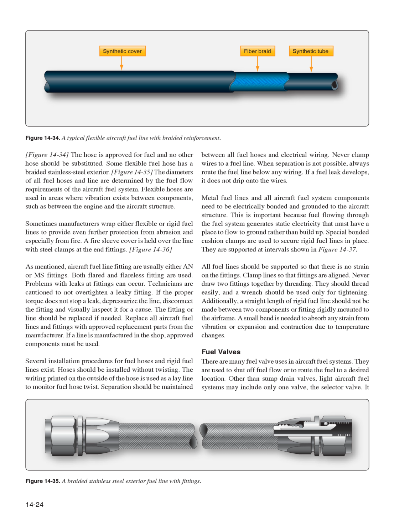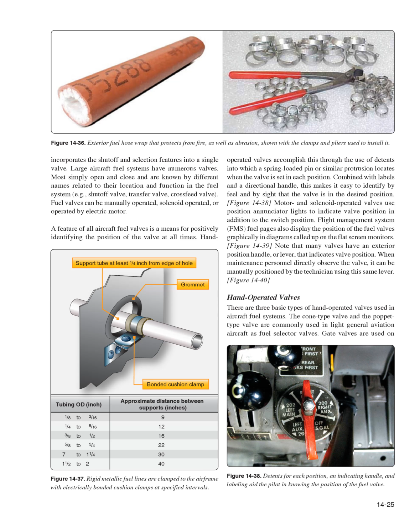They are used to shut off fuel flow or to route the fuel to a desired location. Other than sump drain valves, light aircraft fuel systems may include only one valve, the selector valve. It incorporates the shutoff and selection features into a single valve. Large aircraft fuel systems have numerous valves. Most simply open and close and are known by different names related to their location and function in the fuel system, for example, shutoff valve, transfer valve, crossfeed valve.